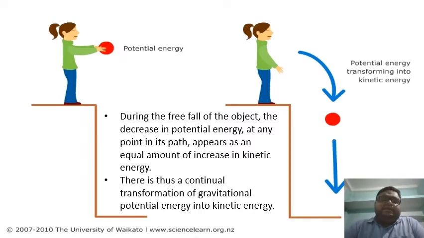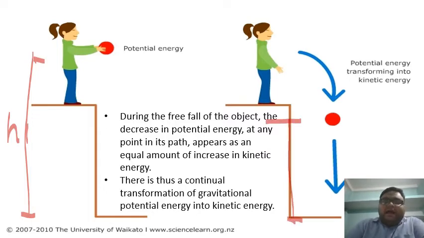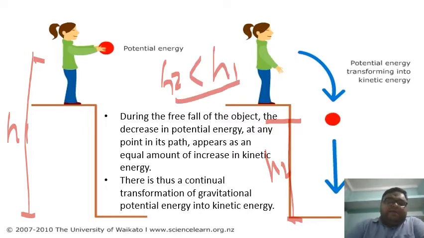As we saw in this picture at the beginning of this class, the object had potential energy. During the free fall of the object, there is a decrease in the potential energy. Why? Because the height is getting decreased. Here it had a height of h1, but here it only has a height that is approximately half of h1, or we can say it is h2. So it is visible that h2 is smaller than h1, right students?